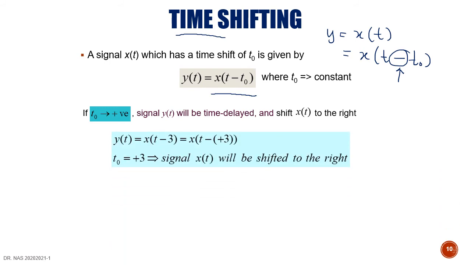For example, if you have y(t) equal to x(t minus 3), you need to compare the given equation with the general equation, x(t minus t naught). So the negative is there. What is your t naught? Your t naught is, in this case, 3. It's positive 3. So in this case, when it is positive, it means that the signal will be shifted to the right by 3.